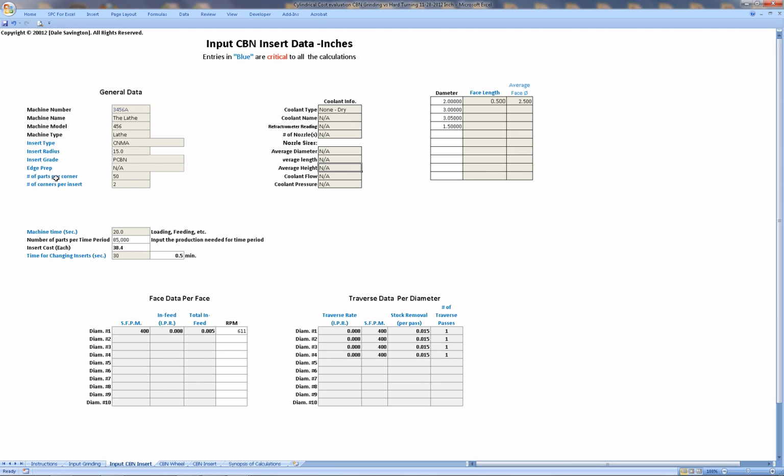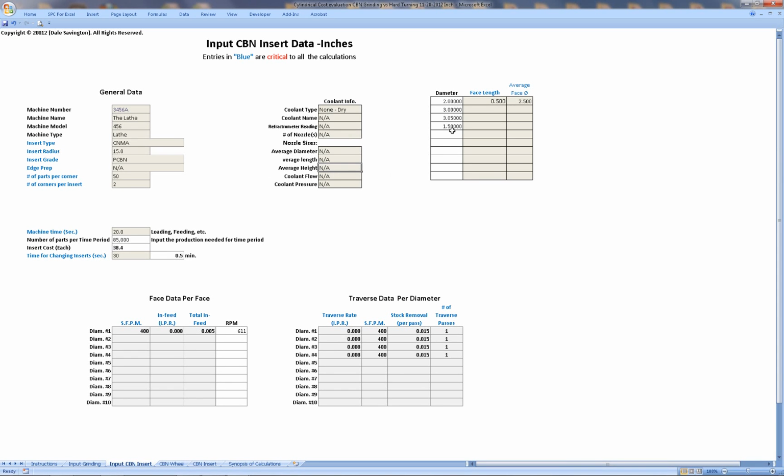The two most critical inputs on the far left that must be entered are the number of parts per corner, in this case 50, and the number of corners per insert, which is 2. So this has already been established: we get 50 parts per corner and we have 2 corners per insert. The rest in the middle are NA, or in my first one, coolant dry, because we aren't going to be using coolant. But again, this is information data, not critical for calculation.